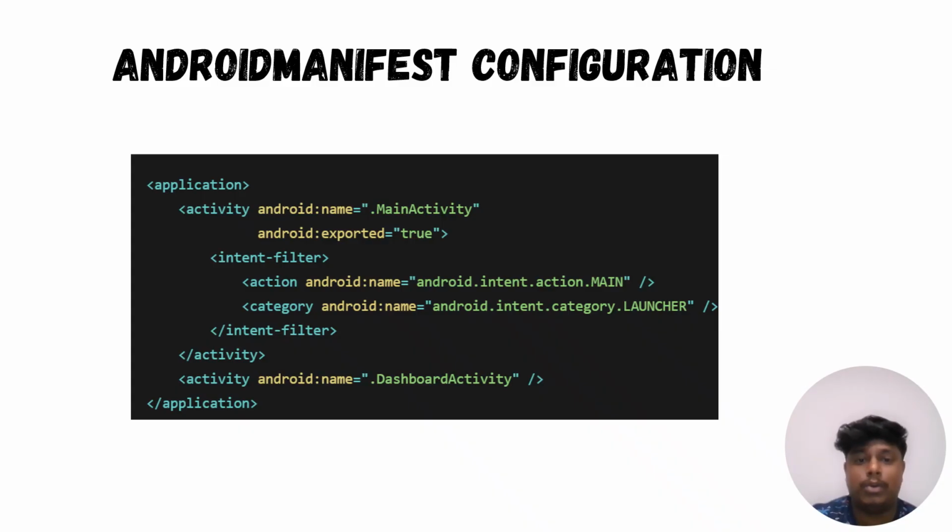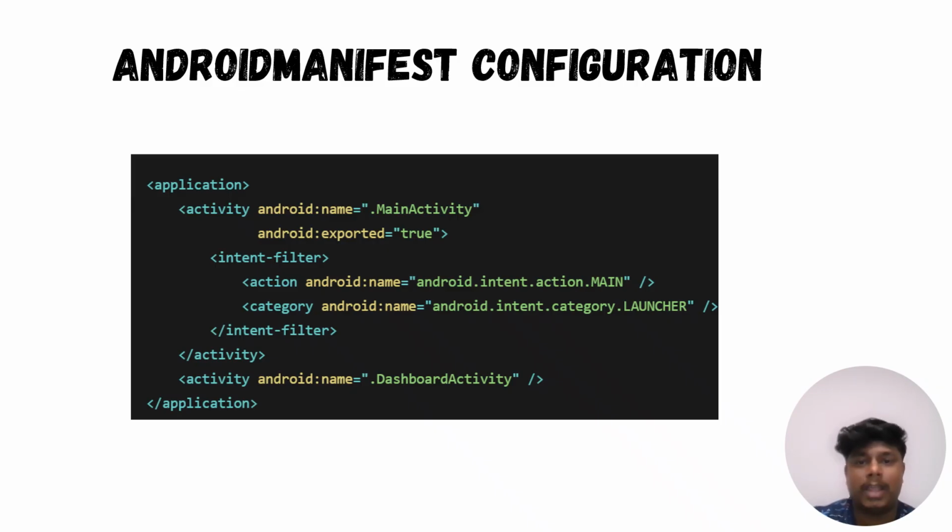android:exported="true" means this allows other applications to launch this activity. For launcher activities, it should be true. You can see in my screenshot, this is very crucial. It defines how activities can be started.